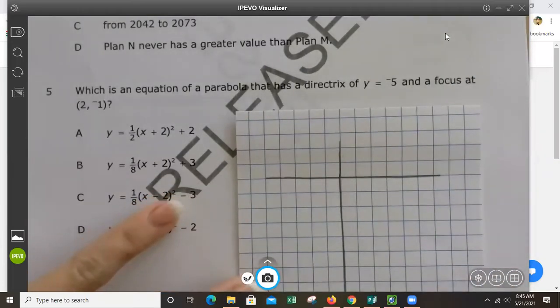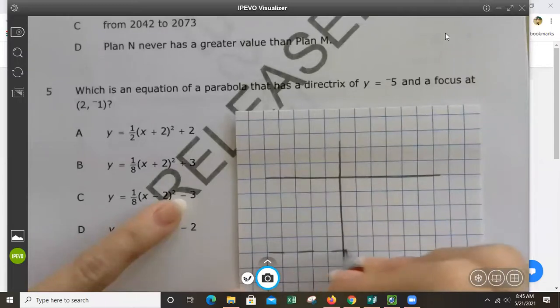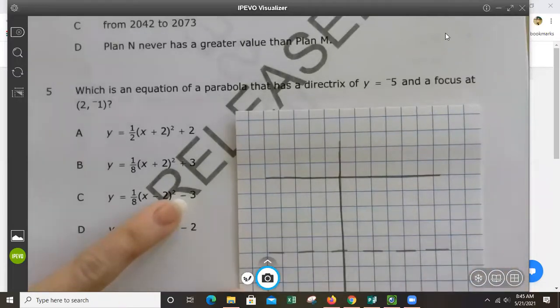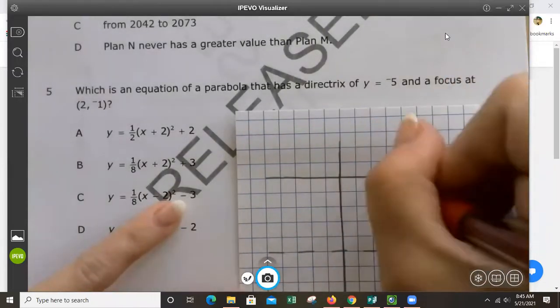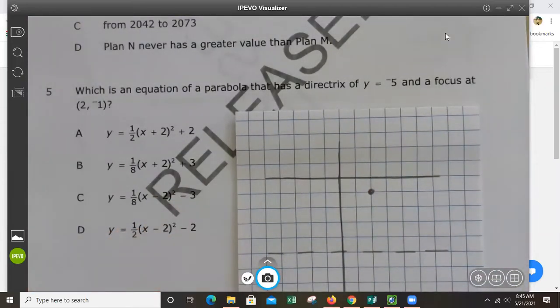So it says a directrix at y equals -5, 1, 2, 3, 4, 5. A focus at 2, -1. What information does that give us? One super important part that it gives us. Okay, we do know it's U-shaped, so that's one of the other ones. What else does it give us?